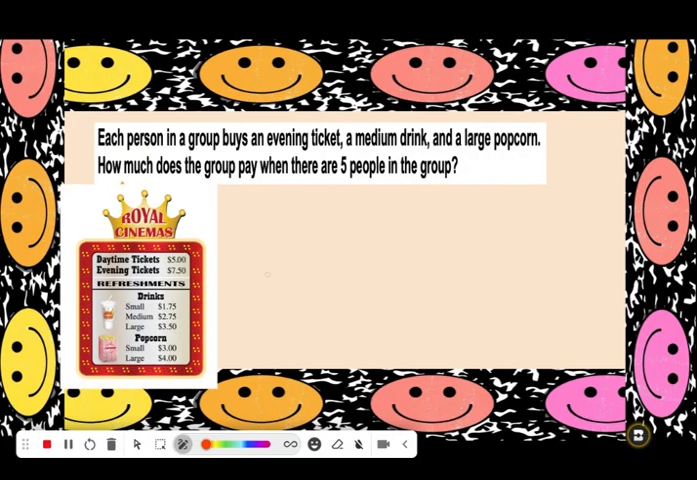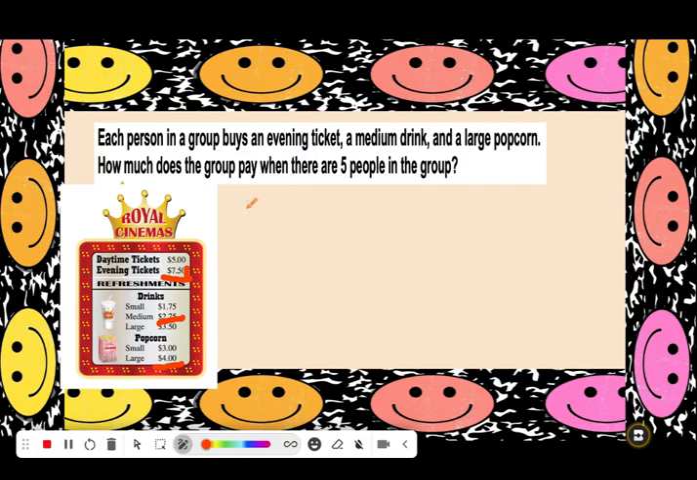Okay. Each person in a group buys an evening ticket. Focus on the evening tickets, which I'm underlining here, $7.50. A medium drink, medium is $2.75, and a large popcorn, which is $4. How much does the group pay when there are 5 people in the group?